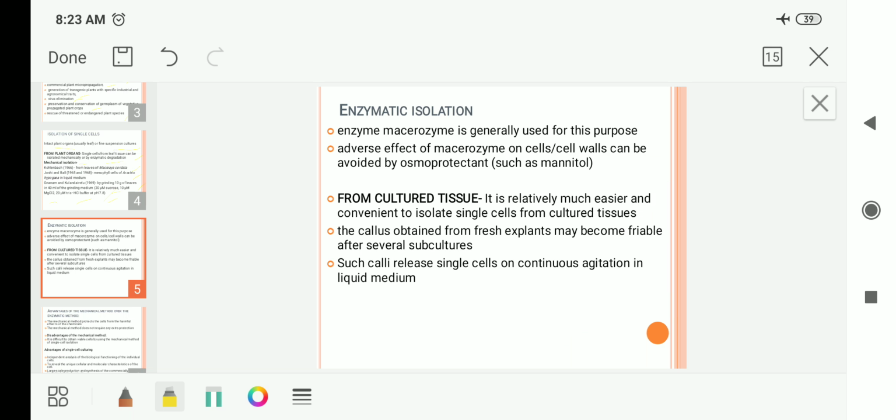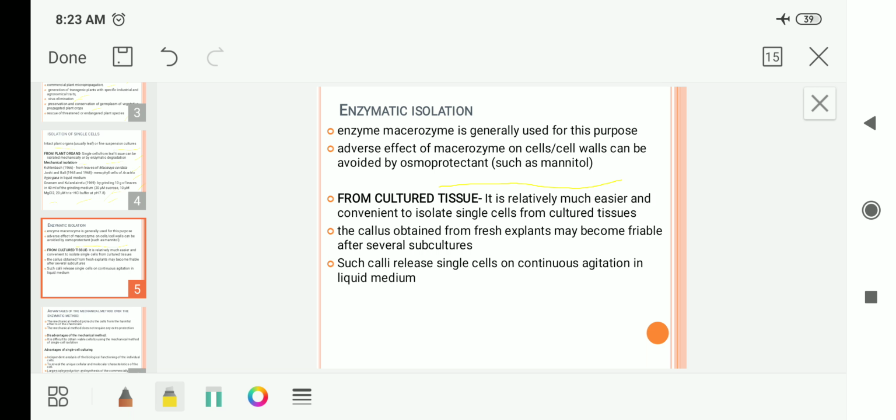For enzymatic isolation, certain enzymes are added, which help in the separation of the cells. But the main problem is that you have to add an osmoprotectant to the medium, so that any negative effect of the enzymes can be overcome. The main osmoprotectant used is mannitol.